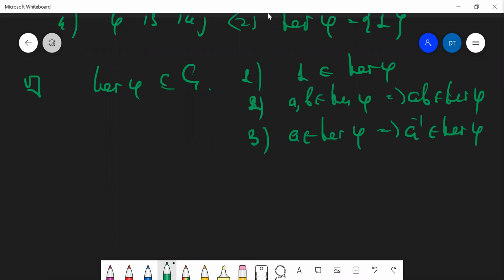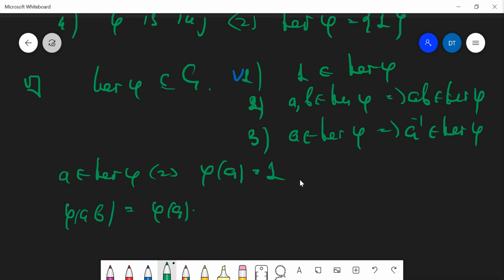Let's see. Well, the item number one we already know. How to check that something is inside the kernel? An element is inside the kernel if and only if, just by definition, phi of A is equal to 1. So we can see that phi of 1 is equal to 1 because we already know this property, that the first one holds. Now, the second one, let's prove that A times B belongs to the kernel if A and B are in kernel. Well, this is because we may apply this property of the homomorphism, and since both these guys are equal to 1, then the result must be also 1. So that this set is also closed under multiplication.